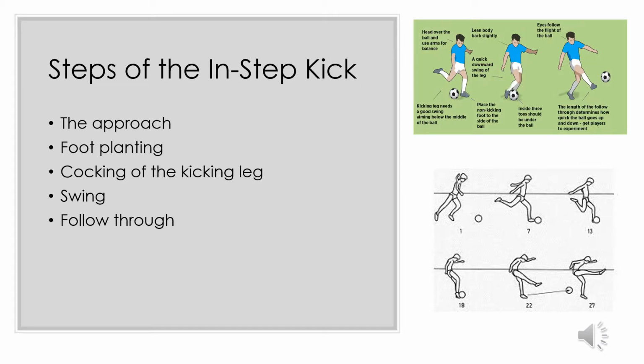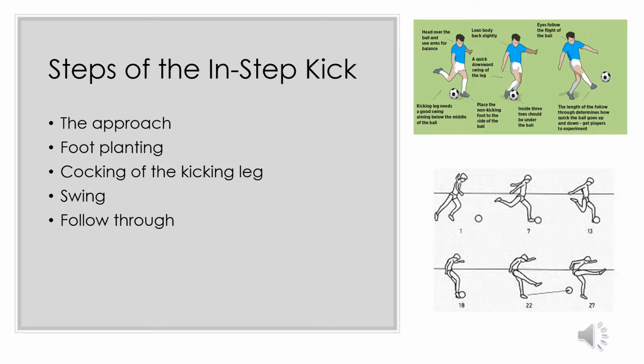There are 5 steps of the instep kick. The first is the approach or preparation, which starts with the heel strike of the kicking leg and ends with the toe off of the kicking leg. The second step is the backswing or planting the foot, which starts with the previous step of the toe off of the kicking leg and ends with the maximum hip extension.